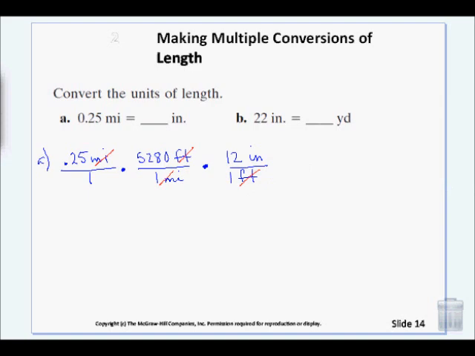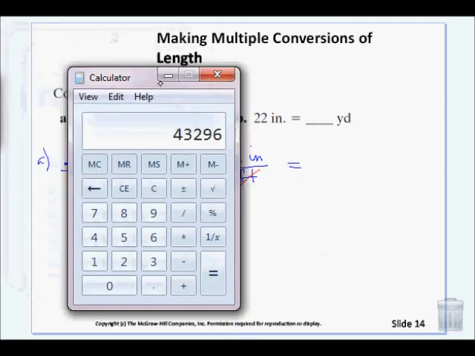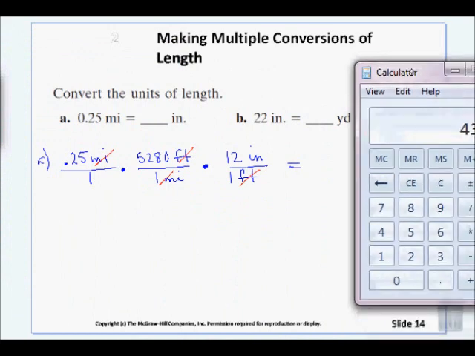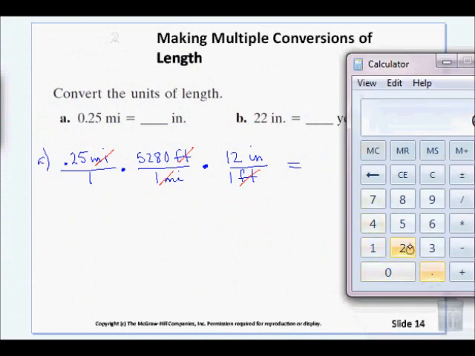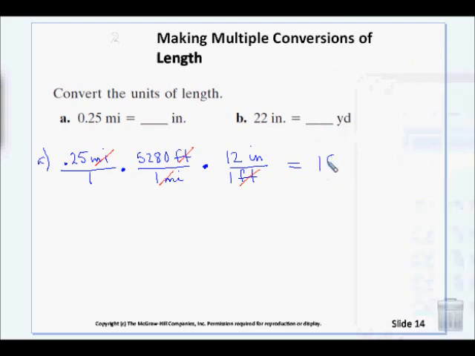And I'm going to multiply straight across. My denominator is just going to be 1 at this point, so I can ignore that. And I'm going to move this over here. So my 0.25 miles times my 5,280 feet times 12 inches. So there's 15,840 inches in a quarter mile.